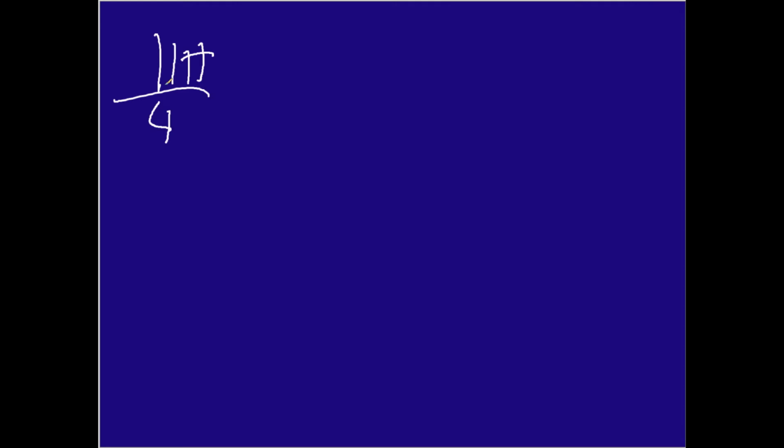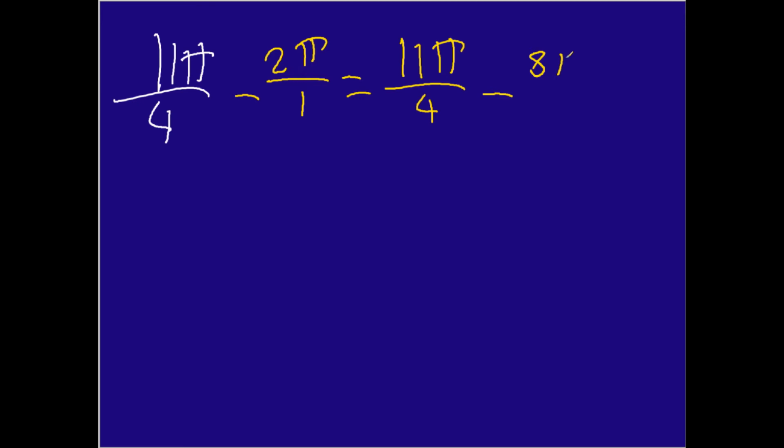All we have to do is subtract 2 pi. Of course they have different denominators, so you got to deal with that first. So it's going to be 11 pi over 4 minus 8 pi over 4. In other words, you can see I just multiplied the top and the bottom by 4 here. And so now I get the answer of 3 pi over 4, like so. So you can see that that's pretty much the answer.